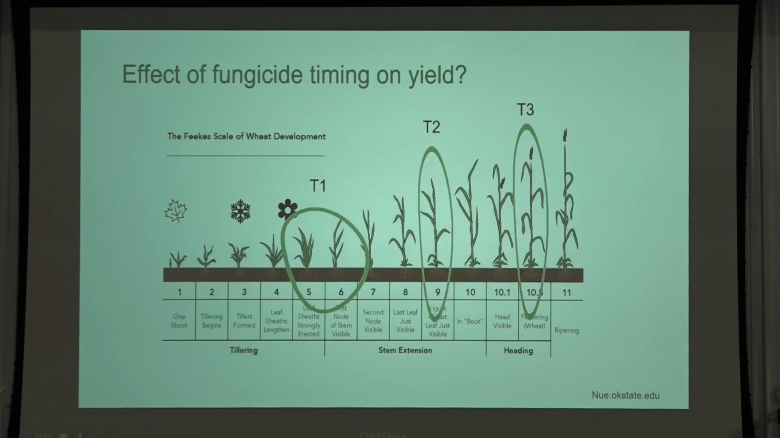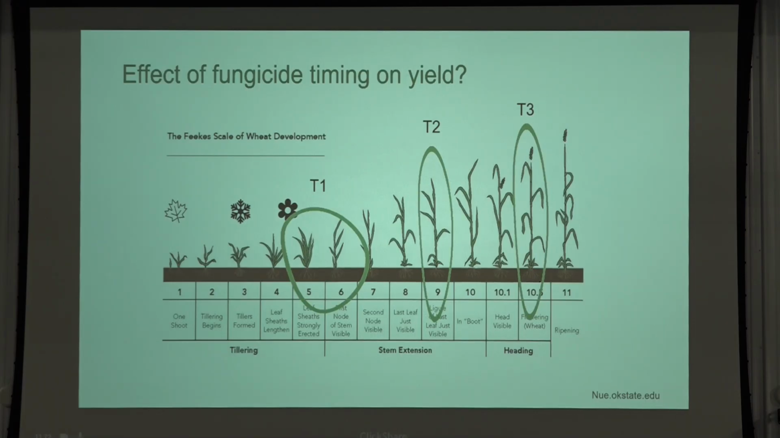All right, so let's talk a little bit more about timing. We can come back with questions about that stripe rust. So let's break it up into T1, T2, and T3. T1 being Feekes 5 and 6, T2 being that flag leaf, and T3 being that flowering timing.